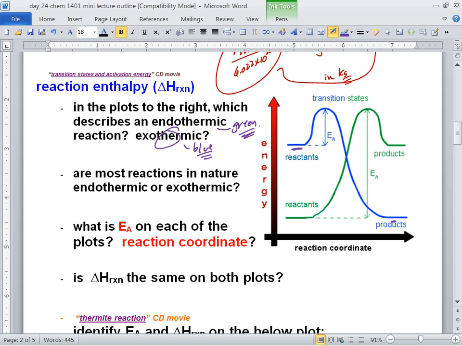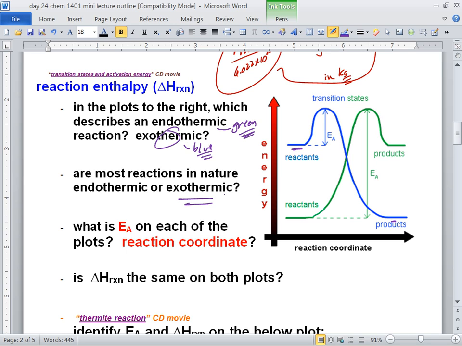Are most reactions in nature endothermic or exothermic? Steven, this is just a guess. I don't know if you know, but you've got a 50-50 shot at it. Oh, don't buy a lottery ticket today. It's exothermic. Most reactions in nature are exothermic, and that's more advanced chemistry to really know why. Okay.